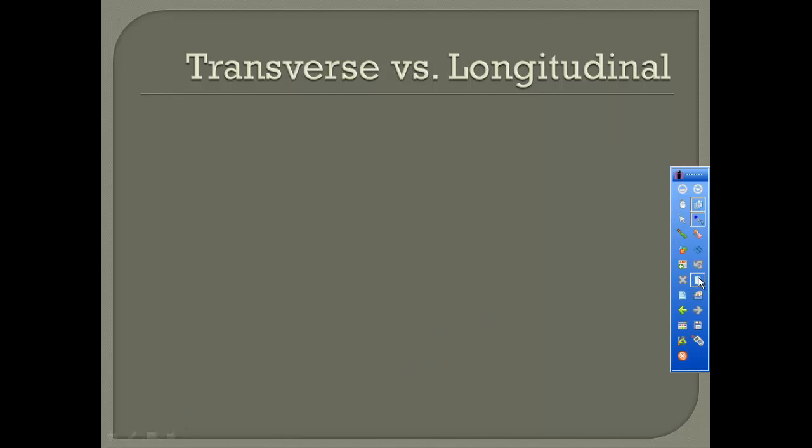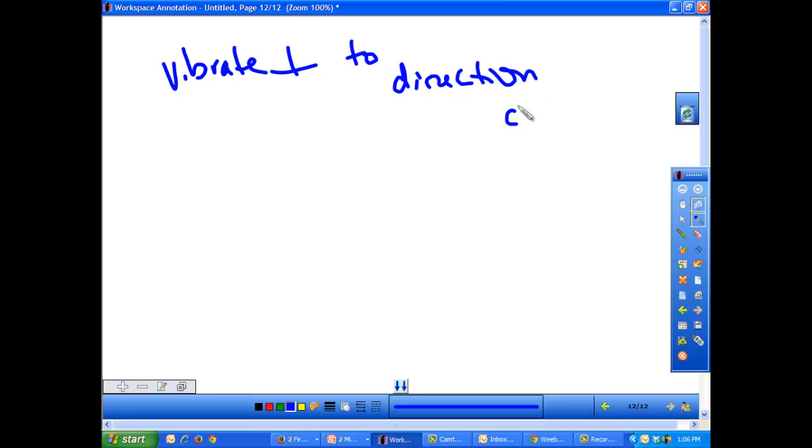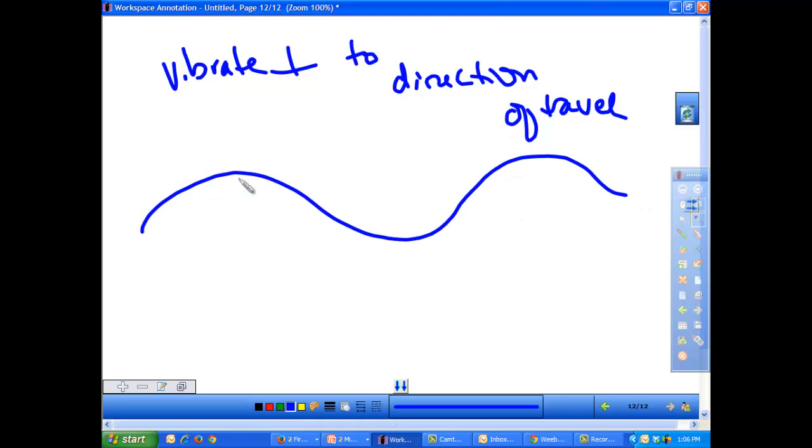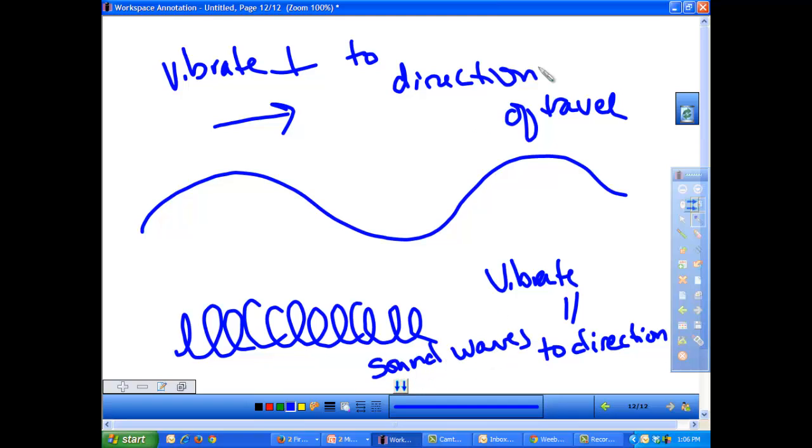Transverse versus longitudinal. Transverse waves, remember, are waves that vibrate perpendicular to the direction of travel. Water waves are good examples of transverse waves. These are our typical waves that vibrate up and down, but they move left to right. Longitudinal waves vibrate parallel to the direction of travel. Examples of longitudinal waves would be sound waves. Light waves are transverse waves.